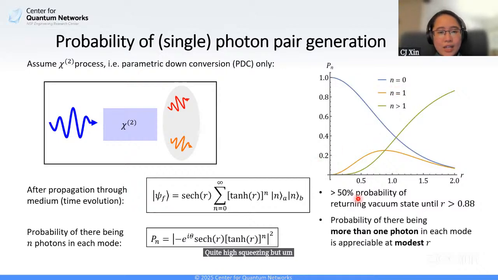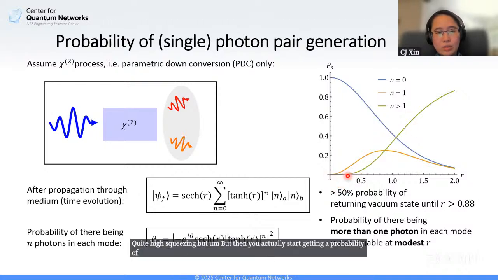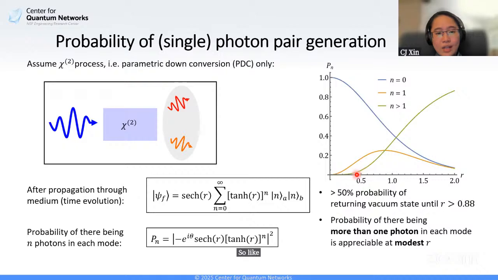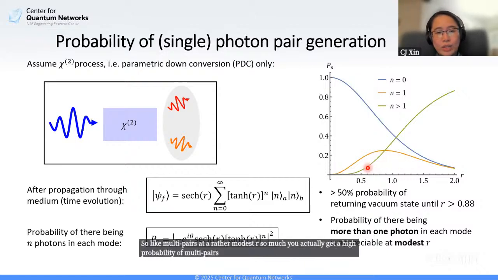But then you actually start getting a probability of more than one photon in each mode. So like multi-pairs at a rather modest R. So you actually get a high probability of multi-pairs at R much less than 0.88, like over here.